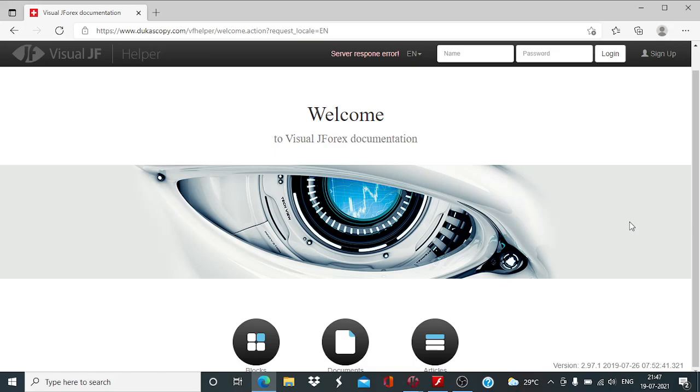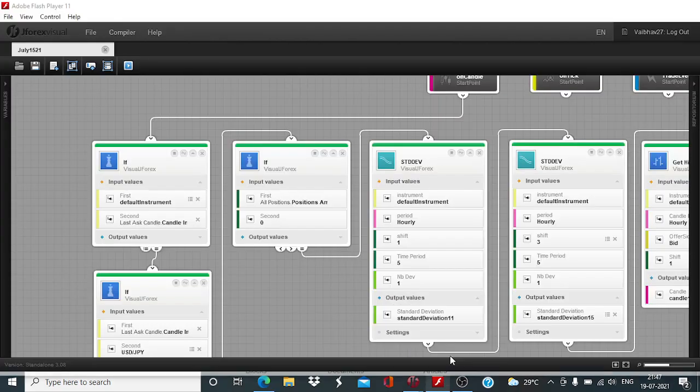In today's session of Visual JForex, we will be continuing our algorithm development using the indicator standard deviation. I will explain to you how we can design and develop the algorithm for this indicator on the Visual JForex board, which has been developed by the Dukascopy Bank SA.